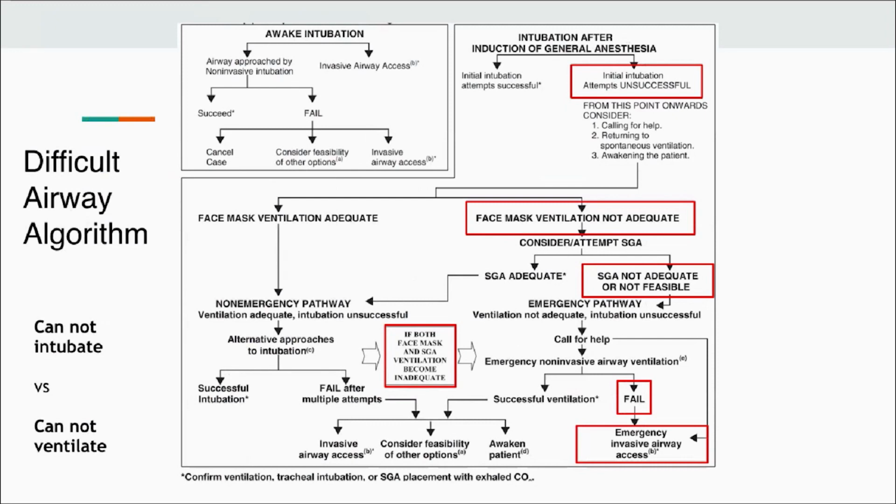But in the third red box on the right, when a supraglottic airway is not adequate or not feasible at the time, is when we move into our emergency pathway, and that's when we ask the help of our surgeons. And as you can see, emergency invasive airway access comes into play, which could be an emergency tracheotomy or cricothyroidotomy, but any way we can to be able to ventilate and oxygenate that patient.